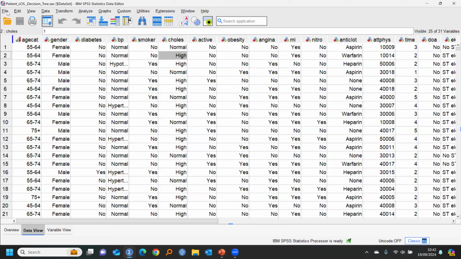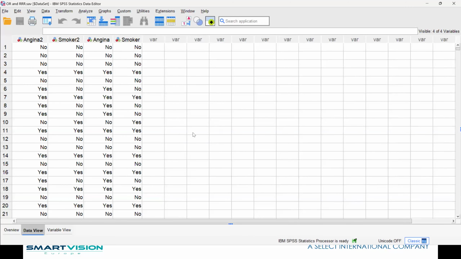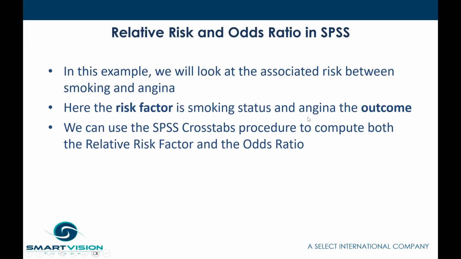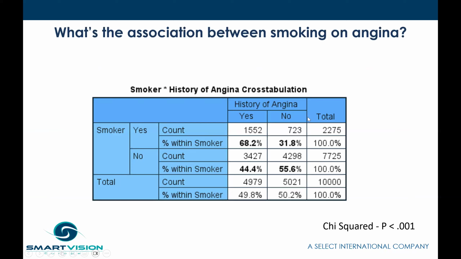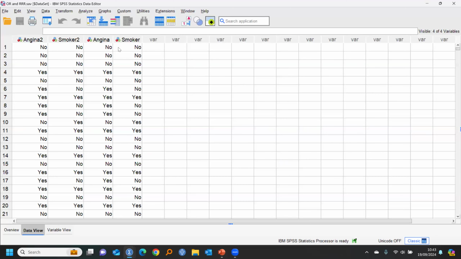Go to File, Open Data. And there we have odds ratio and relative risk. There's our two variables here. And just to keep us on the straight and narrow, I'm actually going to show you what the outcome looks like in the slides and annotate everything as we go through it to make it nice and clear. So I'm going to take the variable smoker and the variable angina here and put them into a crosstab.